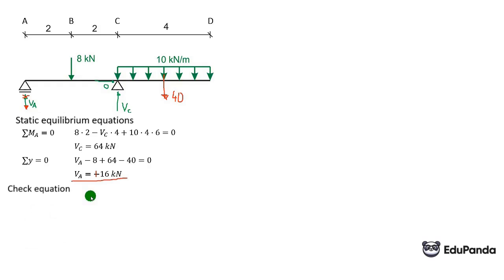I did a check here as the sum of moments at point B. It's good to do a check at such a point where no reaction that we calculated passes through, so that both reactions are included in the check. So we have minus 16 times 2, which is VA times 2, minus VC, so minus 64 times 2 plus 40 times 4 equals 0. The left equals the right, that's correct. And now we can draw the diagrams.